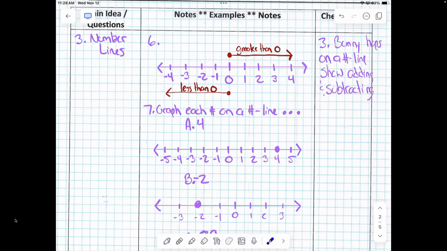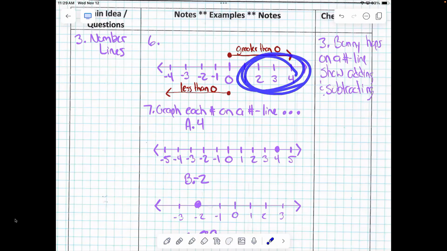All right, number lines. When we draw number lines, what's the first thing we do? You draw a horizontal line, right? Yeah. What do we put at the end of each line? Arrows, because number lines go in both directions, yes? Yeah. What do we always put in the middle? 0. What are these marks called? Tick marks.